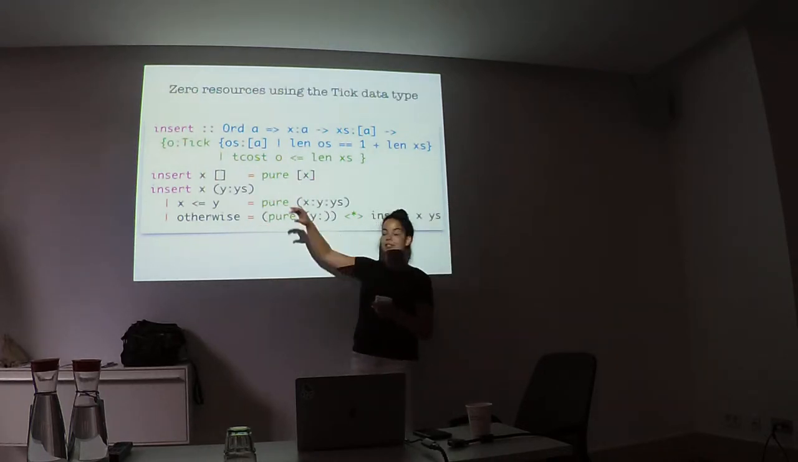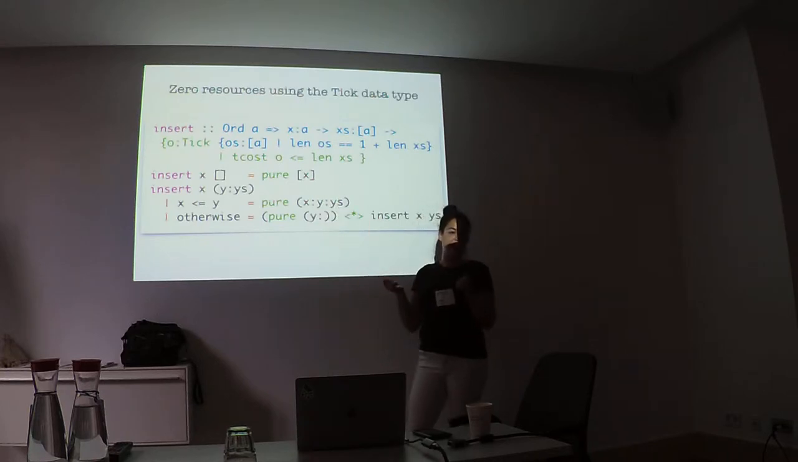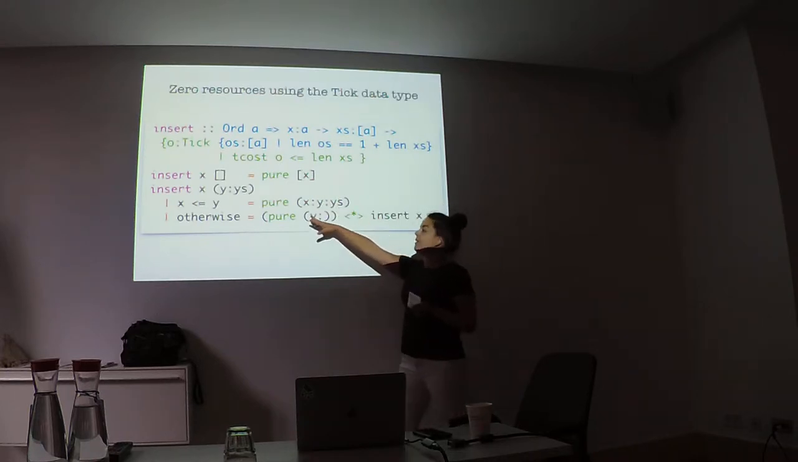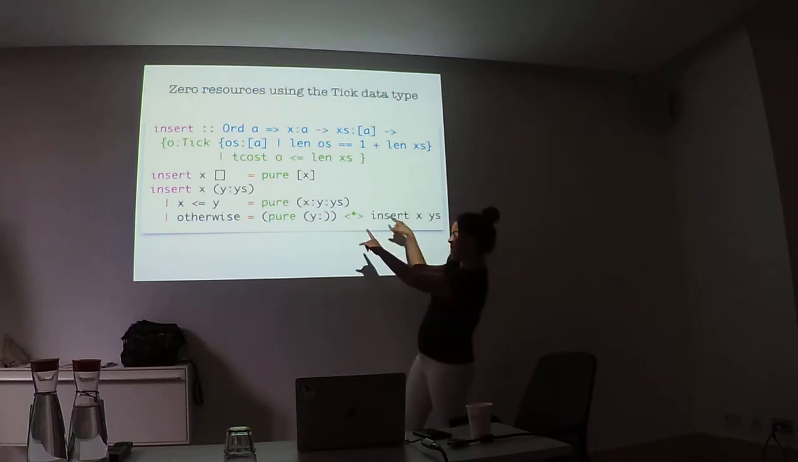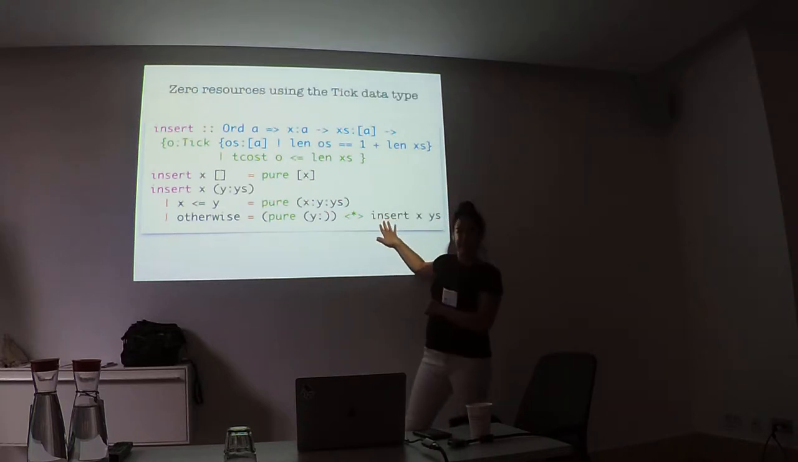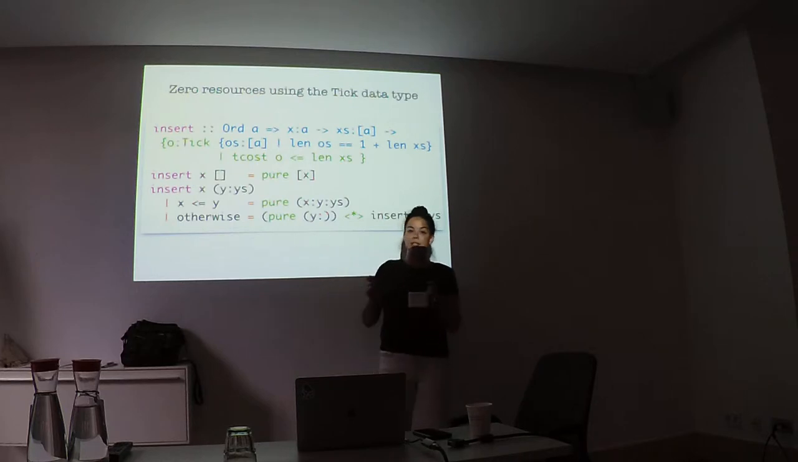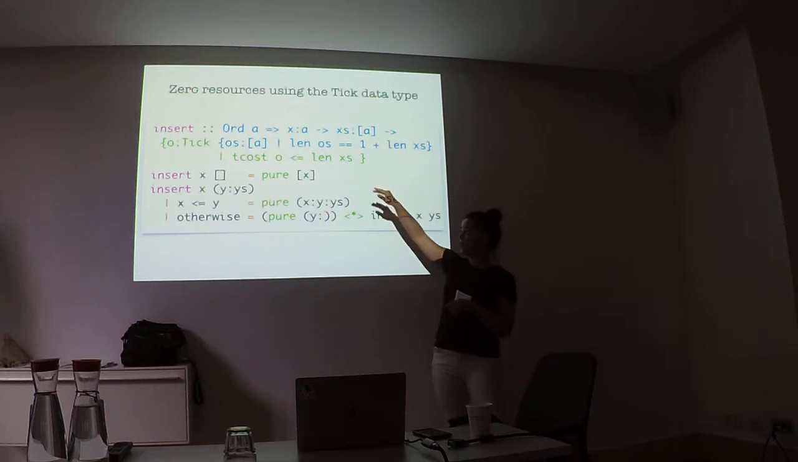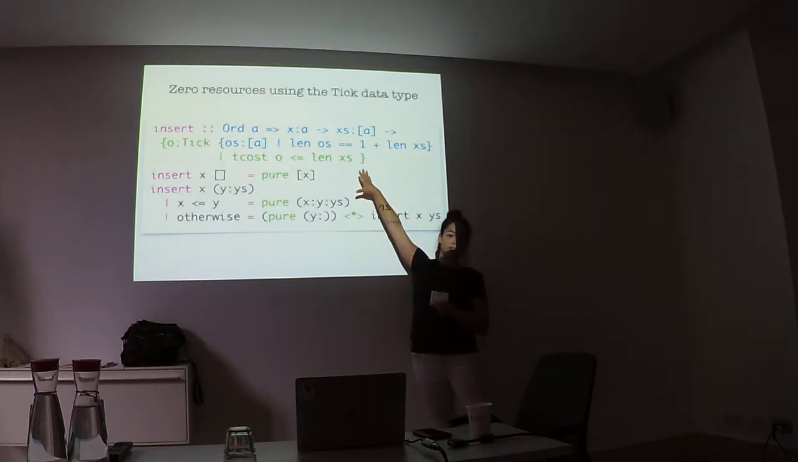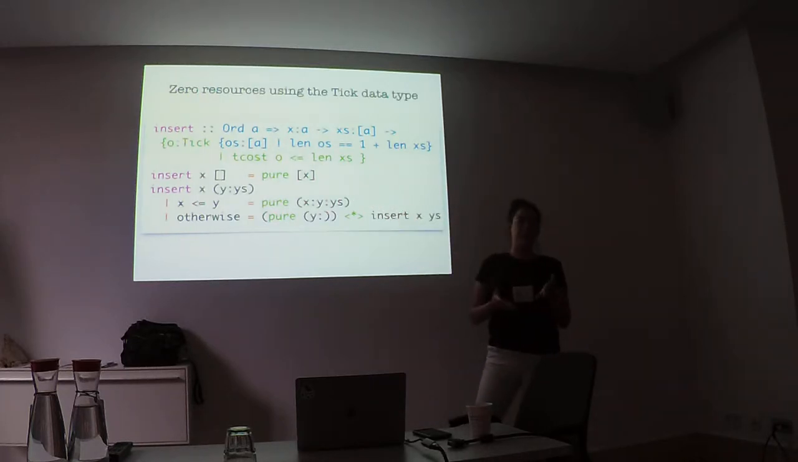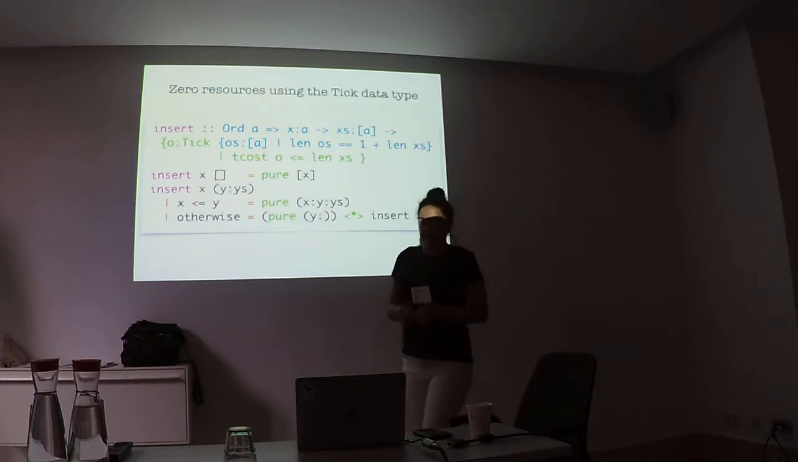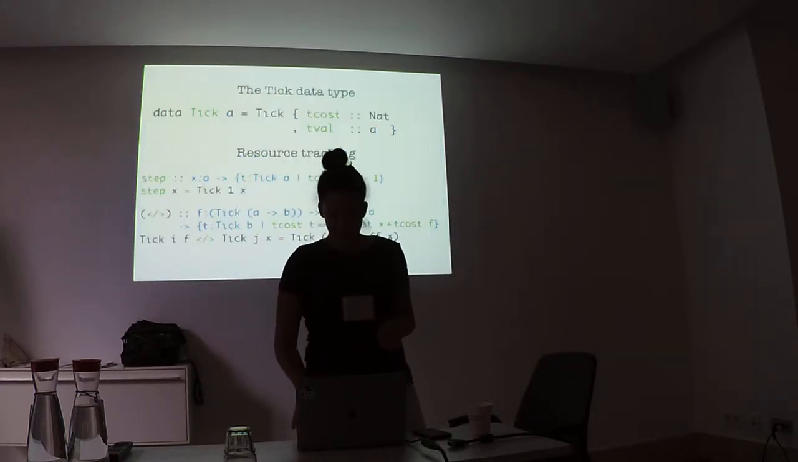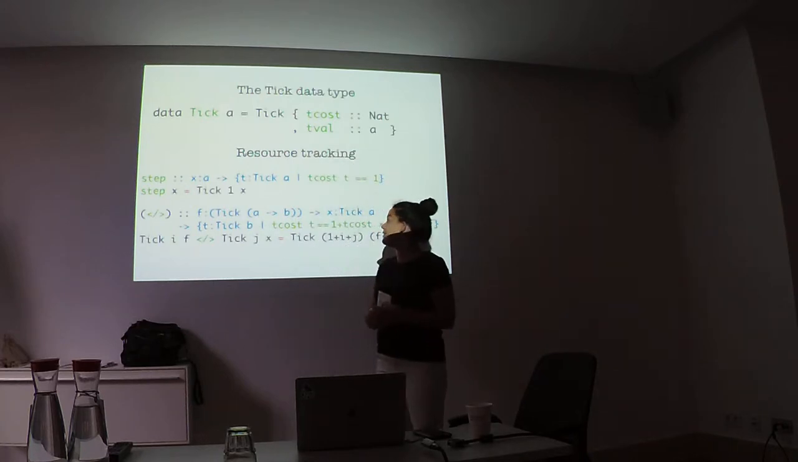And then in my adaptive case, I again need to lift. So the only thing that I have at hand right now is pure, so I am lifting using pure, and then to do the recursive call, insert is already ticked, so I also need to lift my cons. And this Haskell type checks, and actually it refinement type checks in the sense that the cost of this operation is always bounded by the length of x, but the problem is that the cost of these computations is always zero. Okay, so let's go and see how we actually can track resources.